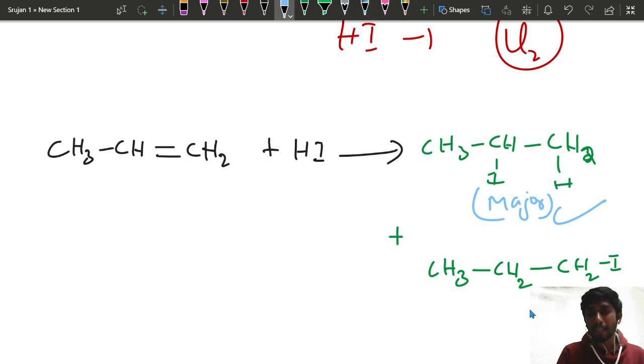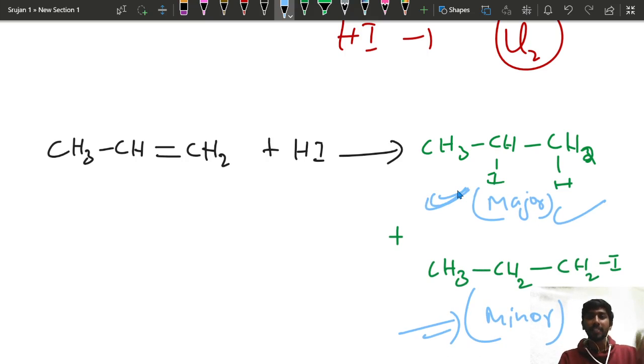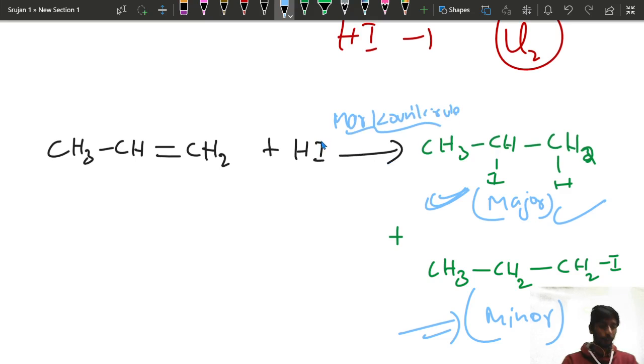This will be our major product and this will be our minor product. Okay, this is minor product, this is major product. Okay, this is the difference. Okay, this is following a Markovnikov's rule. Okay, this is Markovnikov's. This is how you can prepare the alkyl halides.